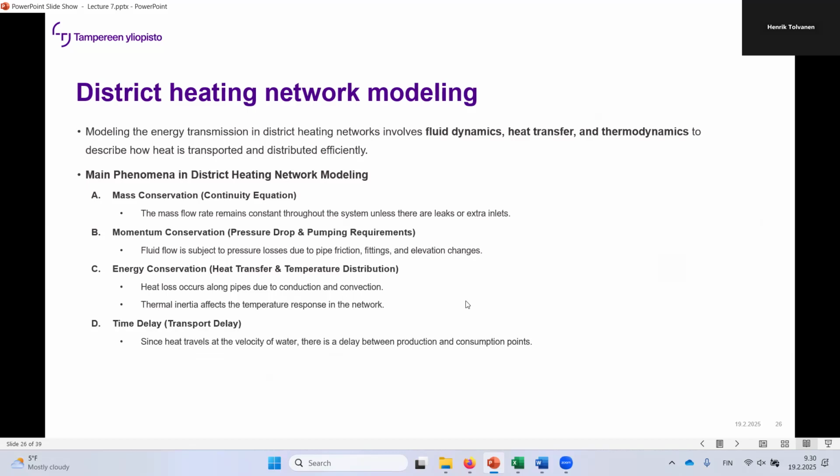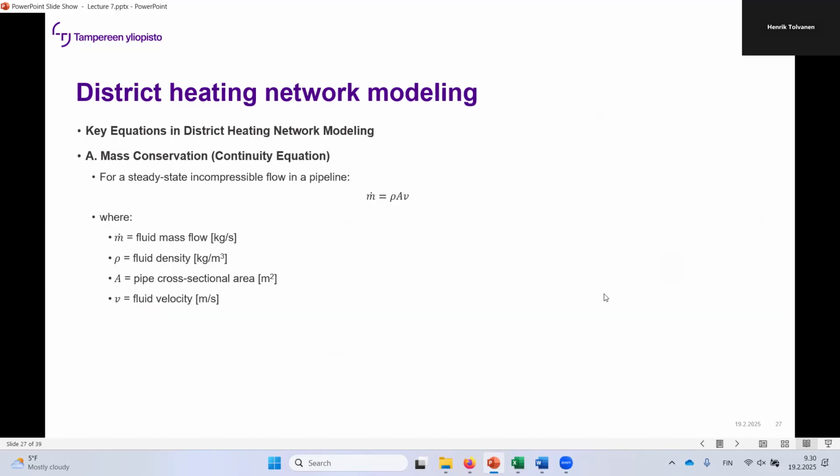Then there's time delay and dynamic demand and supply balancing. And that's something that we kind of did in the previous exercises where we had this demand curve for the district heating network. And then we were saying how much you're going to utilize different power plants, or rather production plants. I'm talking about power plants in here. We're not producing power, rather we're producing heat, even if it were a CHP plant. Mass conservation, continuity equation, you can use that.